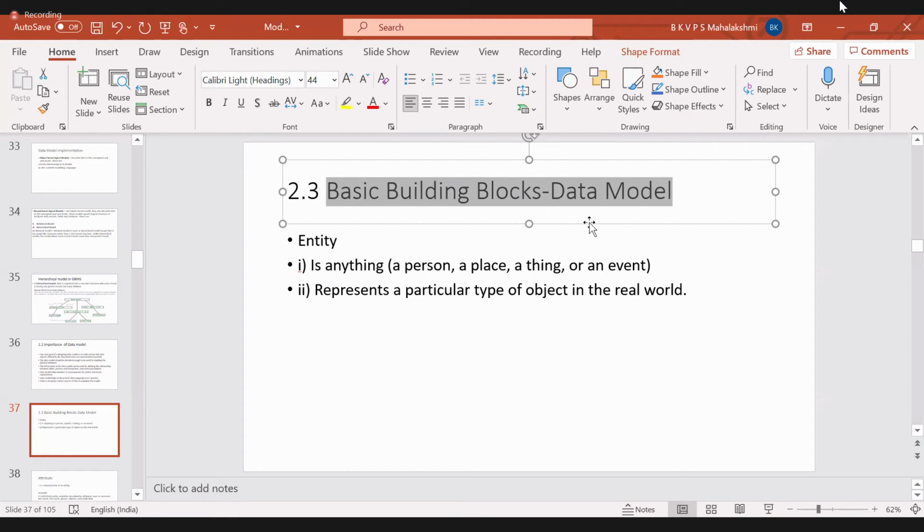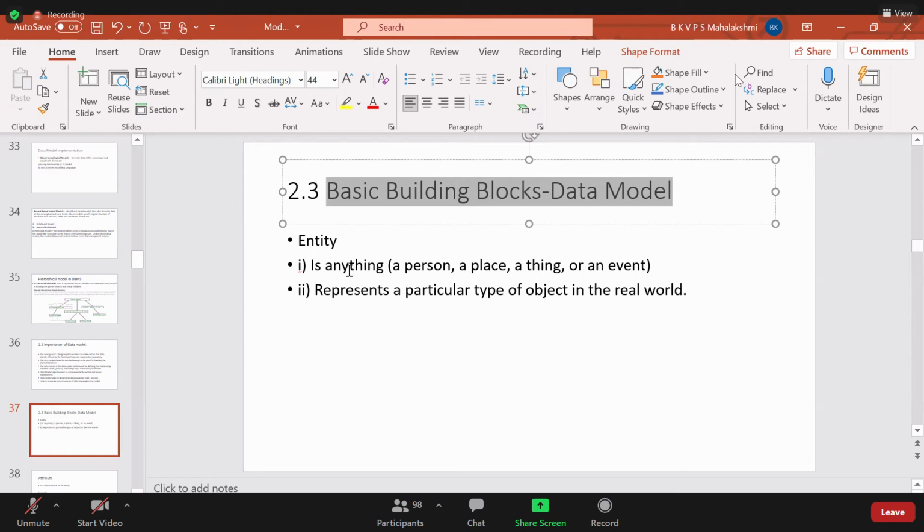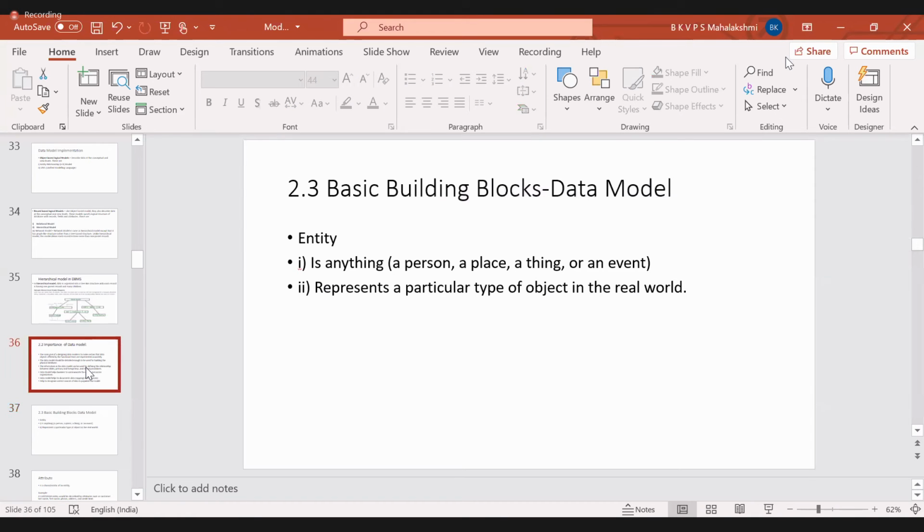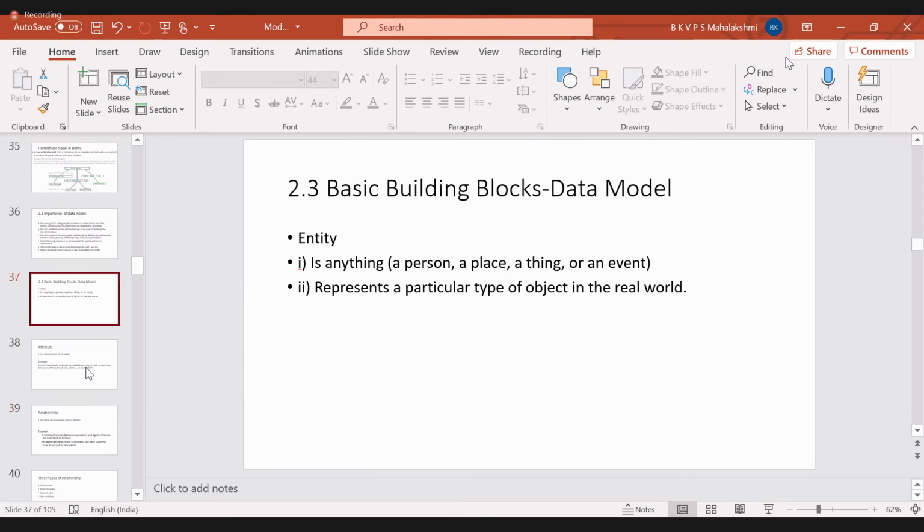The basic building blocks in the data model, because the entire chapter is about data models. So we have entity sets, and an entity is nothing but a real world object, that's it. If you consider a person, it's a real world object. A thing is a real world object. This table, it's a real world object only.